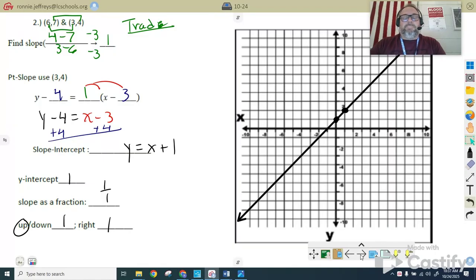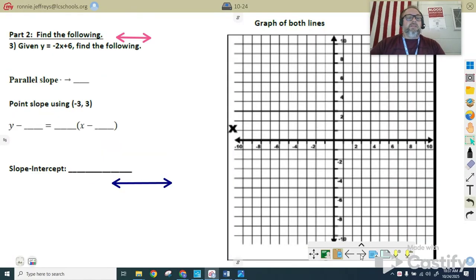All right. So, number 3. How many of y'all did not know that you were supposed to graph both lines right here? The first one given and the parallel one.